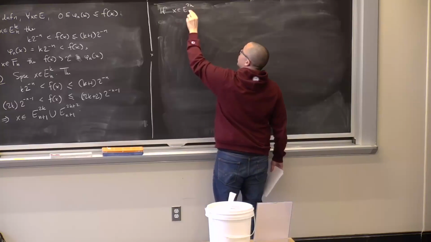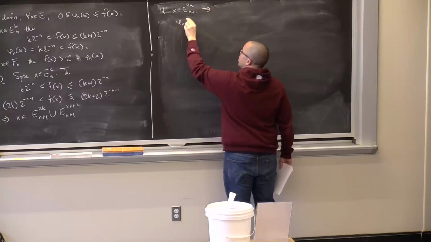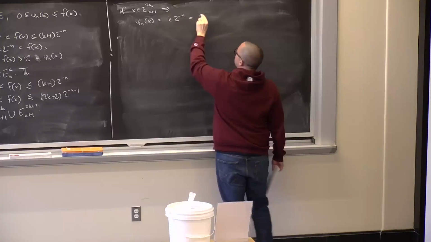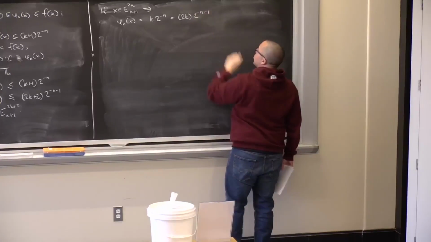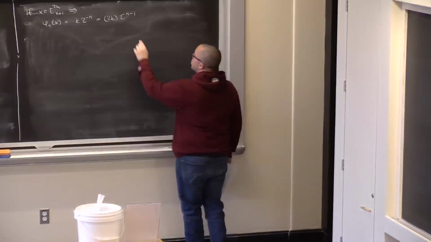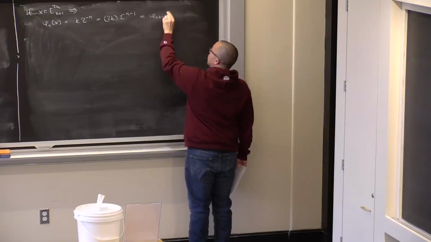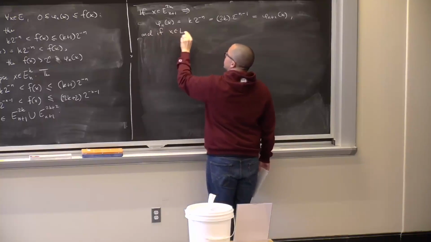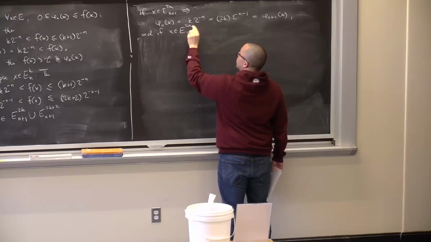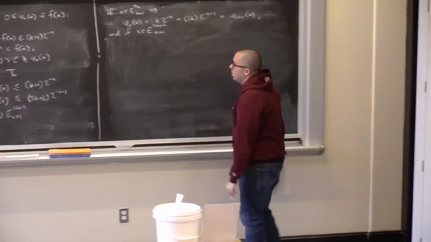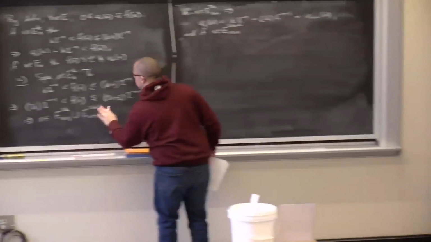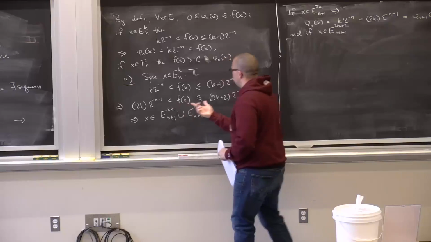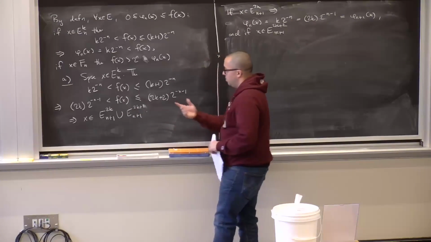If x is in E_{2k,n+1}, then phi n of x is, by definition, k times 2 to the minus n, which equals 2k times 2 to the minus (n+1), which, because x is in E_{2k,n+1}, is equal to phi n plus 1 of x. And if x is in E_{2k+1,n+1}, no, I shouldn't, this shouldn't be a 2, this should be a 1. I'm sorry. Because this goes from 2k up to 2k plus 1, and then from 2k plus 1 up to 2k plus 2. So it's either in E_{2k} or E_{2k+1}.